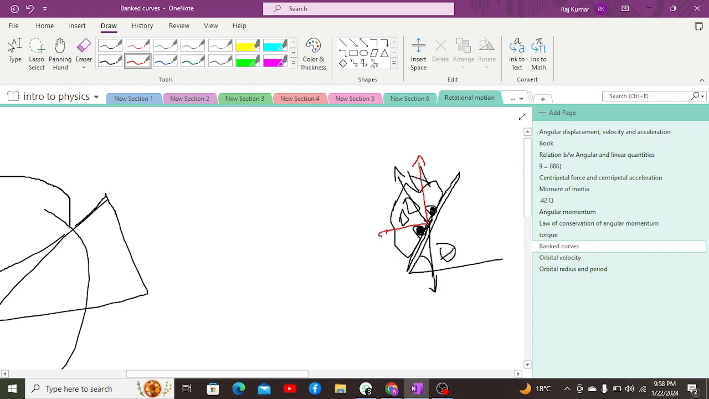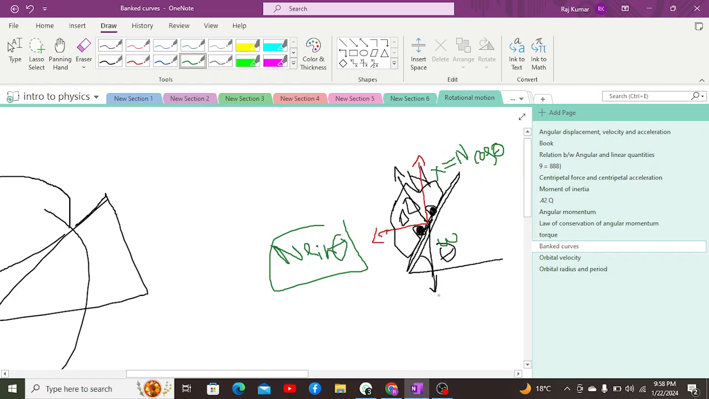X component and y component. Let me just write it. It's the x component, and that is equal to N cos theta. The second component is the vertical component, which is N sine theta. Now here N cos theta is parallel to the weight, which is mg.